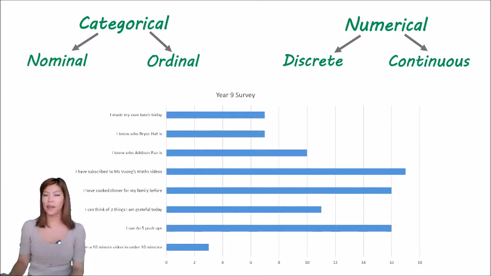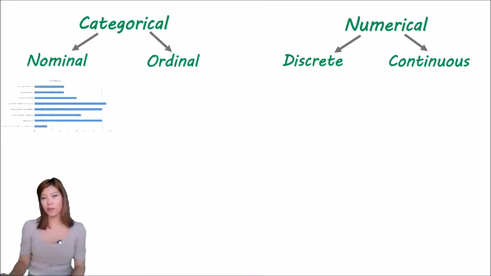I've done a Year 9 survey where I randomly pick different topics and I ask them, hey, can you just pick which one relates to you? Which one did you do today? So these have no order at all and they're words, so they belong in nominal data.